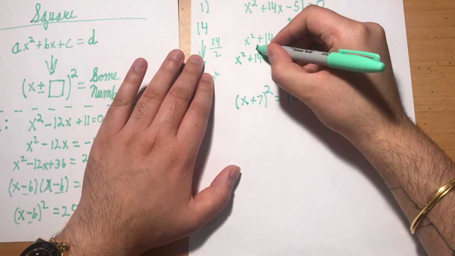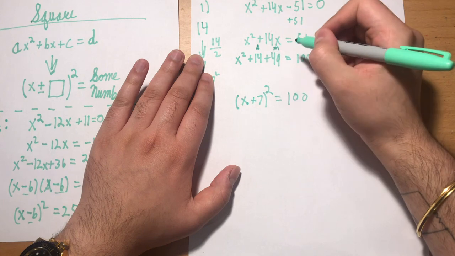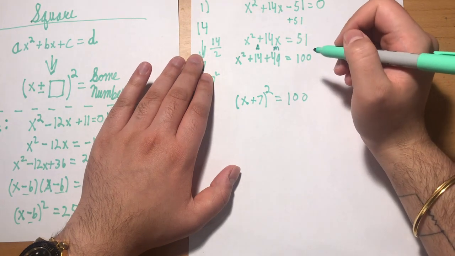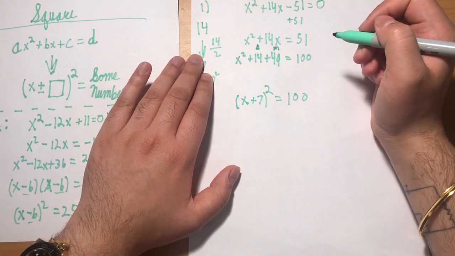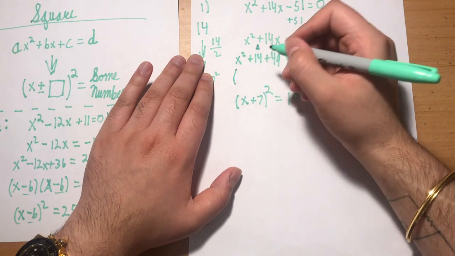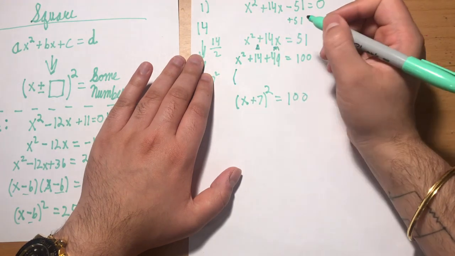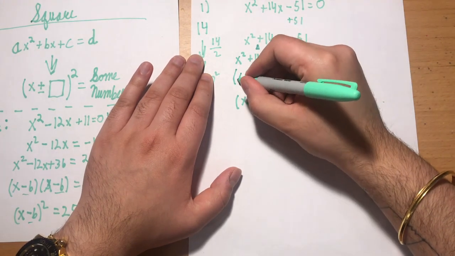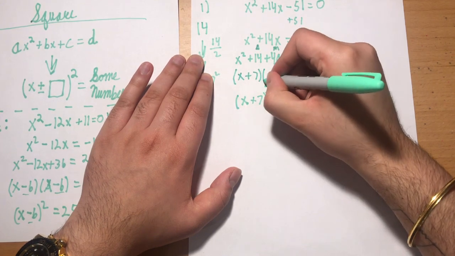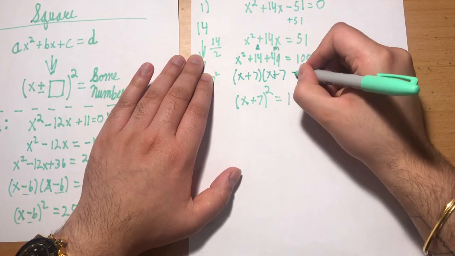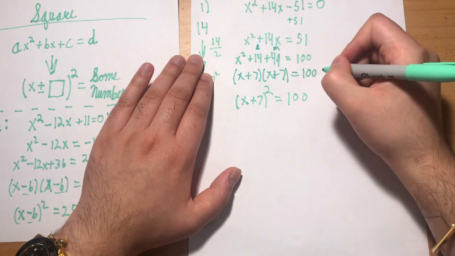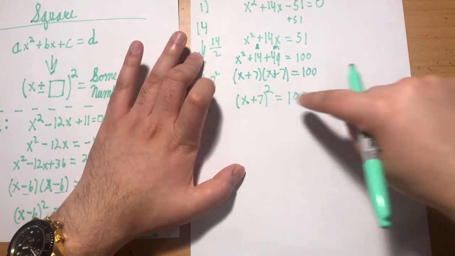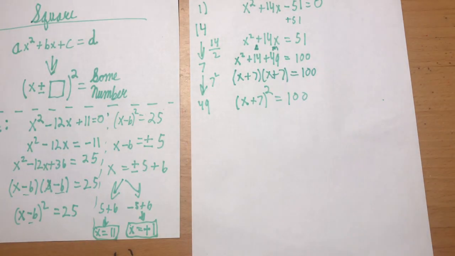I need to find two numbers that add to 14 and multiply to 49. They happen to both be positive 7, right? 7 plus 7 equals 14. 7 times 7 equals 49. So that's going to be x plus 7 multiplied by x plus 7, and that's equal to 100. And then I was able to combine these to become (x plus 7) squared.